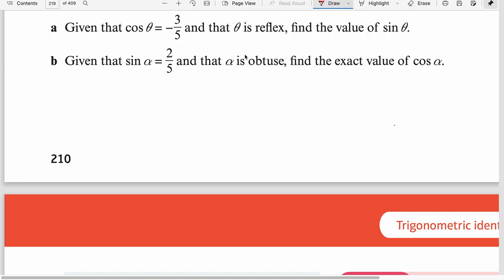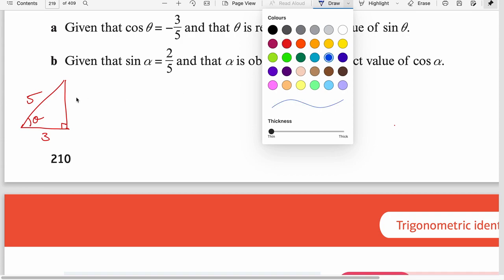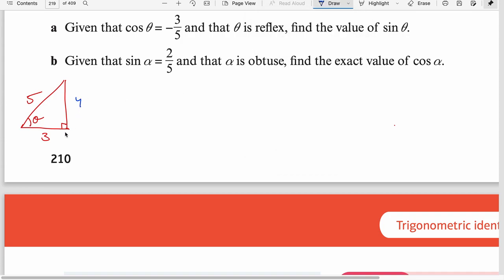Small and scoring. For example, given that cos theta is negative 3 by 5. So I'm just drawing a triangle to understand that if this is theta, cos theta means base over hypotenuse. Using this 3 and 5 in Pythagoras theorem, I'm getting the other value as 4. Do we agree? First thing.